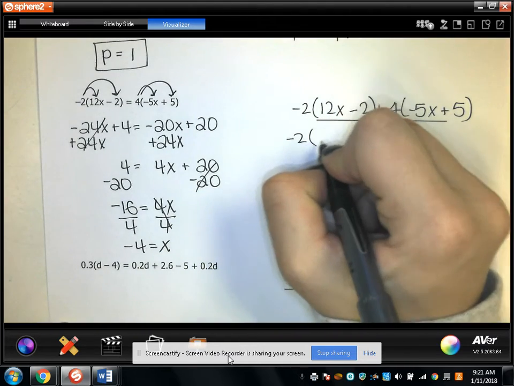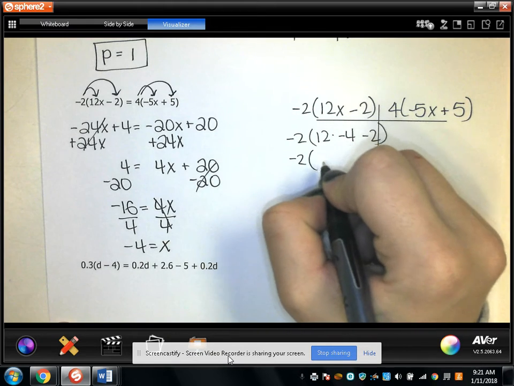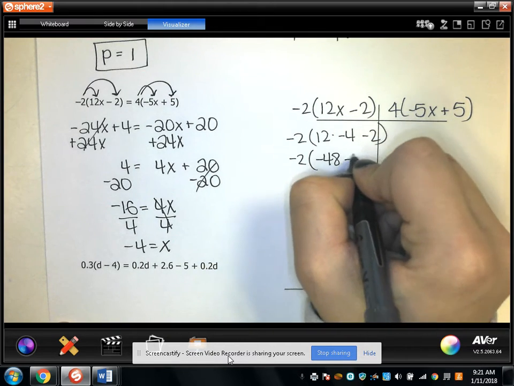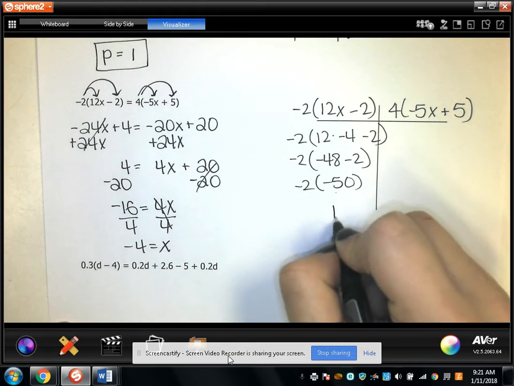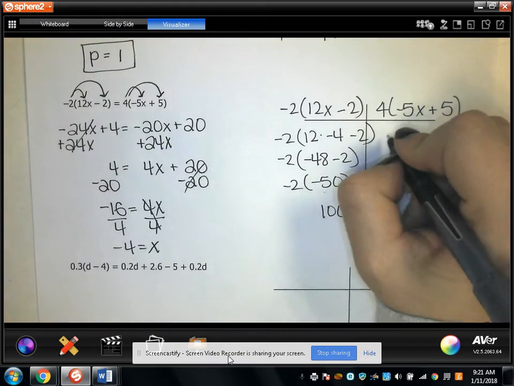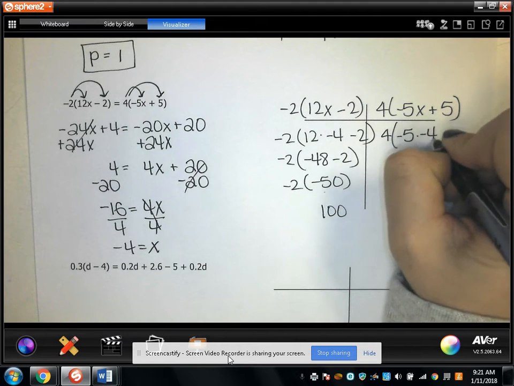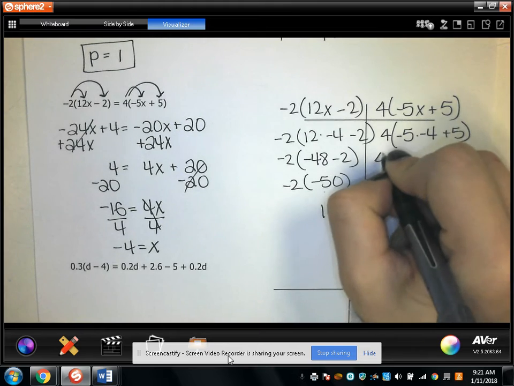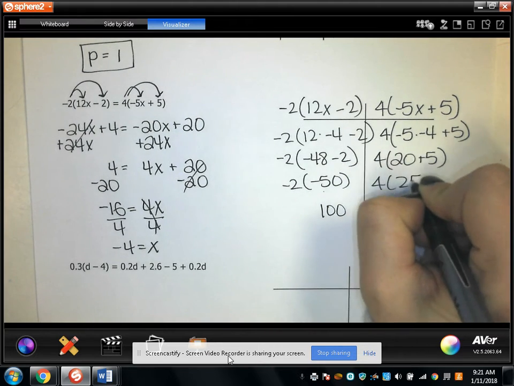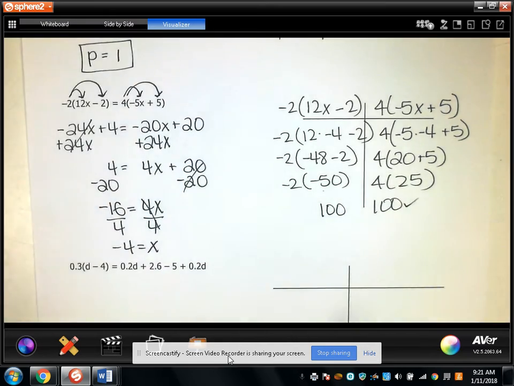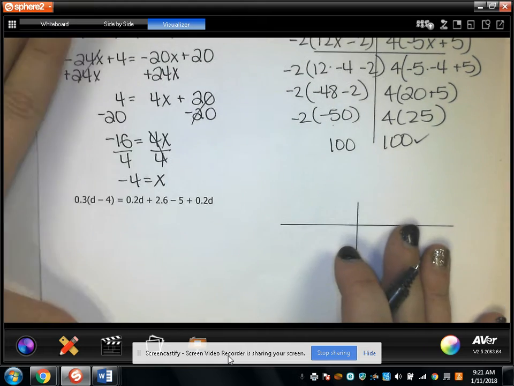So let's see. I have 12 times negative 4 minus 2. So that's negative 2 times negative 48 minus 2, which is negative 2 times negative 50. Negative times negative is a positive 100. This is 4 times negative 5 times negative 4 plus 5, which is 4 times 20 plus 5, which is 4 times 25, which is 100. And it checks.